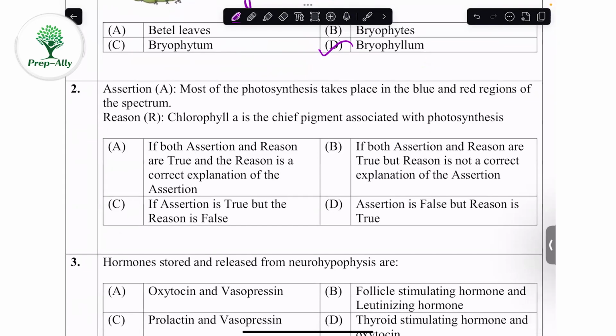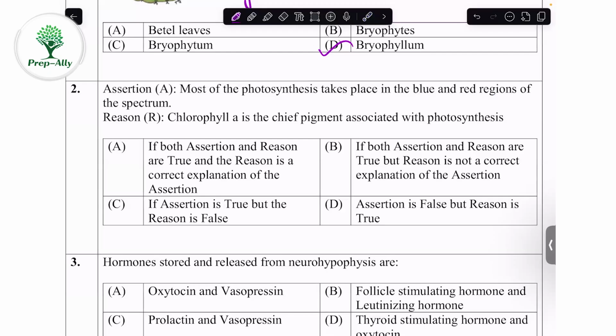Second question. Assertion: most of the photosynthesis takes place in the blue and red region of the spectrum. Reason: chlorophyll A is the chief pigment associated with photosynthesis. So they're asking, most of the photosynthesis takes place in the blue-red region, yes. So the thing is, chlorophyll is a green colored pigment, right? That's why the leaves appear green in color.